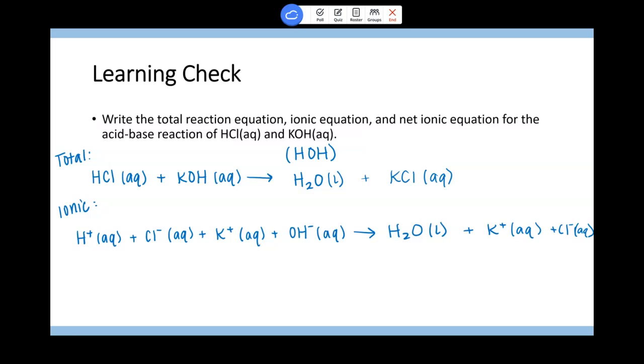And then we follow the same procedure to write the net ionic equation. We cancel out any ions that are present on both sides, so spectator ions. Again, we can start over here. We're going to keep H2O as a liquid. Potassium and chloride, as long as they're on both sides, then we'll cancel them out, and they are on the reactant side. So we can cancel out potassium and chloride. And our net ionic equation is H+ plus OH minus, forming H2O.